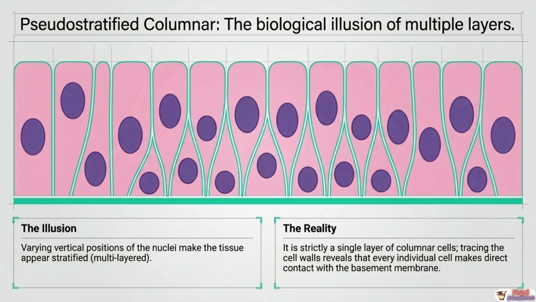Pseudostratified columnar epithelium has 2 defining functional specializations. First, its cells are ciliated. Their apical surfaces are densely covered with cilia. Second, goblet cells are interspersed throughout, continuously secreting mucin. Together, these create the mucociliary escalator, the body's primary airway defense system. The mucus traps inhaled particles and pathogens, and the cilia beat rhythmically to sweep the mucus blanket toward the throat for swallowing or expulsion. This tissue lines the trachea, bronchi, and the male urethra.